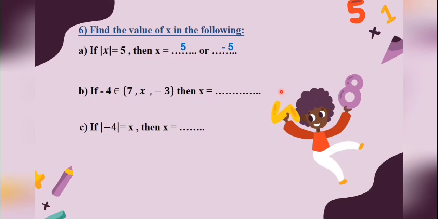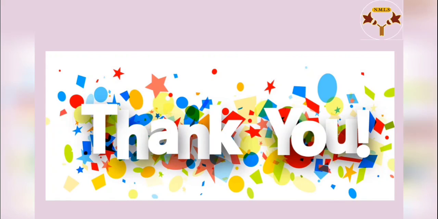If x belongs to the set of 7, x and negative 3, then x equals, of course, negative 4, as it belongs to this set, so x will equal negative 4. If the absolute value of negative 4 equals x, then of course the absolute value of negative 4 equals 4, so x equals 4.